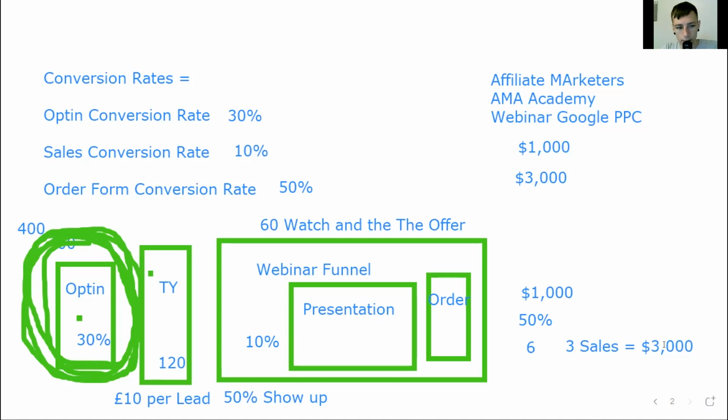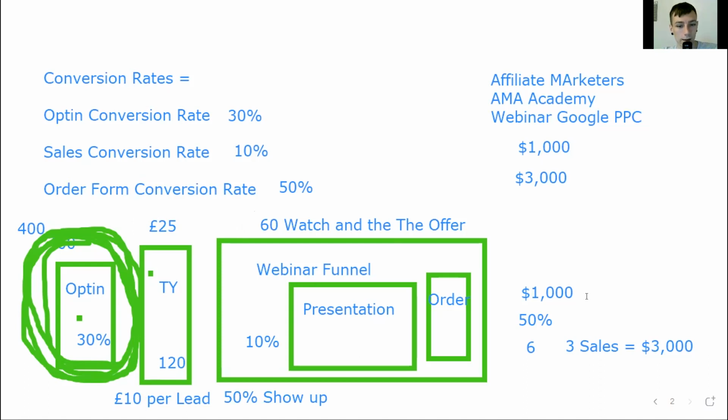3,000 divided by 120, which works out at around £25 a lead. So we could actually afford to spend £25 on this specific campaign for this funnel, which is a webinar, which is my number one favorite one at the minute. We could actually spend, if we're currently getting leads at £10, which is really good. Maybe even we get them at £5 now.